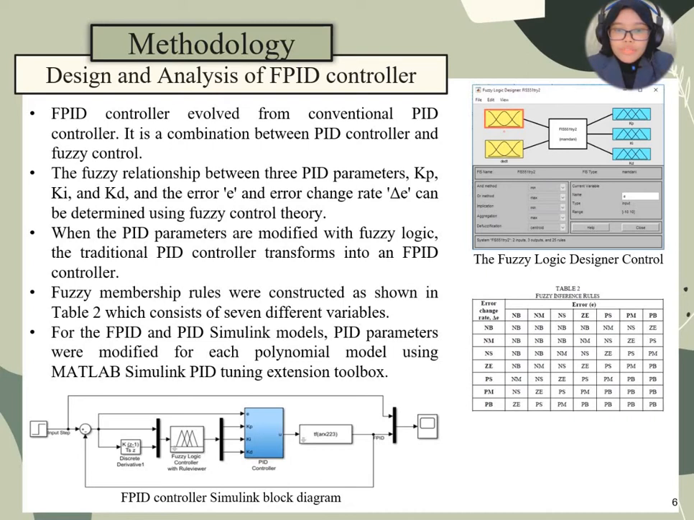Fuzzy membership rules were constructed as shown in Table 2, which consists of 7 different variables. As we can see, the linguistic variables employed were negative big, negative medium, negative small, zero, positive small, positive medium, and positive big. Since the variables were all set to 7, the matrix is 7 by 7. As a result, the system made use of 49 fuzzy rules. For the FPID and PID Simulink model, PID parameters were modified for each polynomial model using MATLAB Simulink PID Tuning Extension Toolbox.